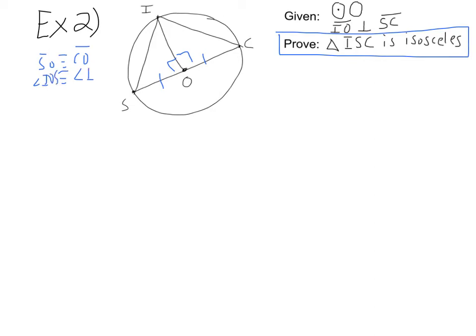IOS and IOC. And last but not least, IO is congruent to itself. That'll be the reflexive property. So that one was just from the diagram.